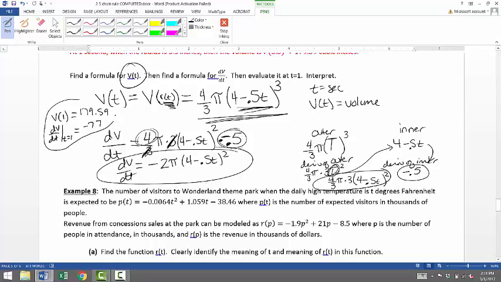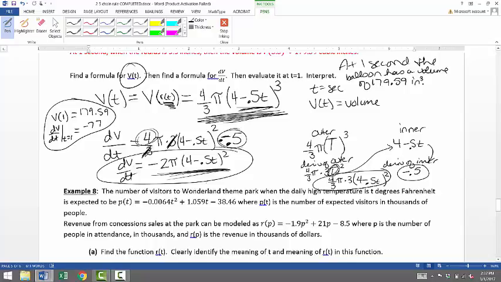I popped these into my calculator. I plugged t equals 1 into the V of t function, and I found that it outputs 179.59. And I plugged t equals 1 into our derivative function, and I found that it outputs negative 77. So we're saying at 1 second, the balloon has a volume of 179.59 cubic inches. Furthermore, at that time, at 1 second, if you go 1 more second, the balloon's volume will decrease by 77 cubic inches.